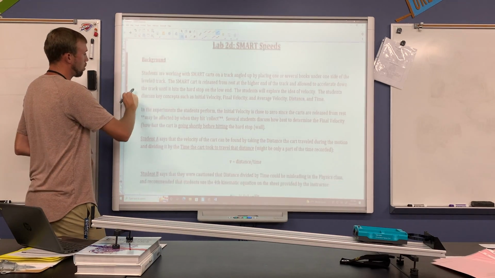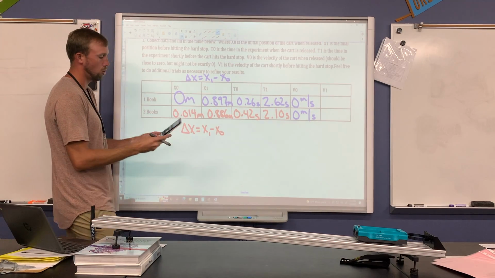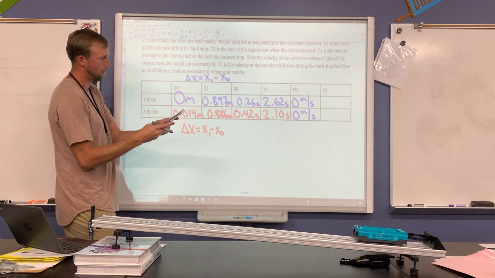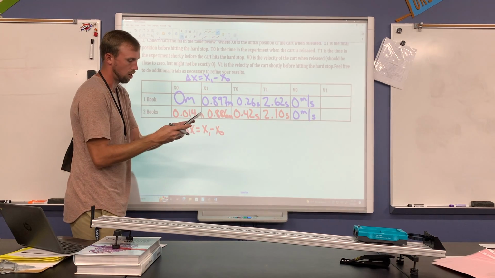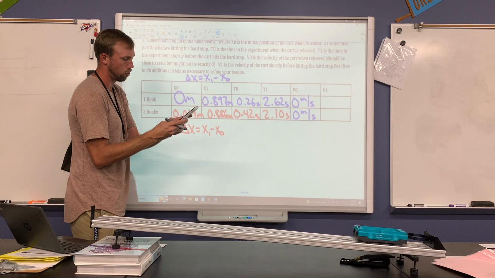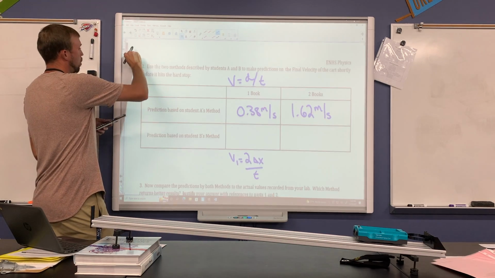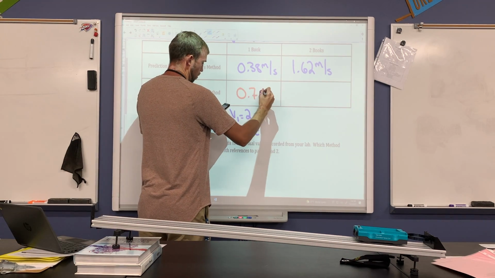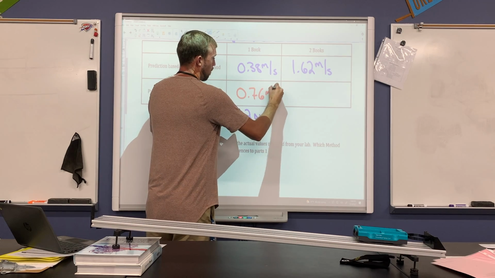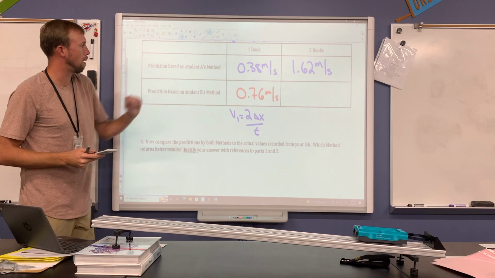So for student B, I'm going to use trial one with one book. So 2 times delta x, 2 multiplied by 0.897, divided by our total time, so that's our final time minus the initial time, so 0.76 meters per second. So student B would say this is 0.76 meters per second. You'll notice that's double the prediction made by student A.